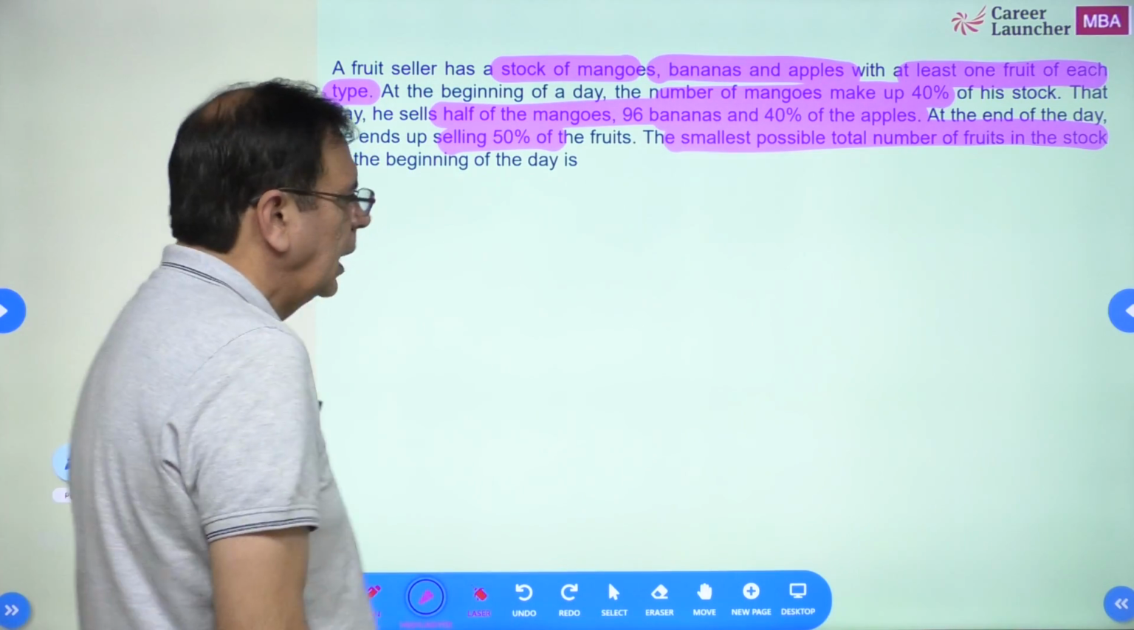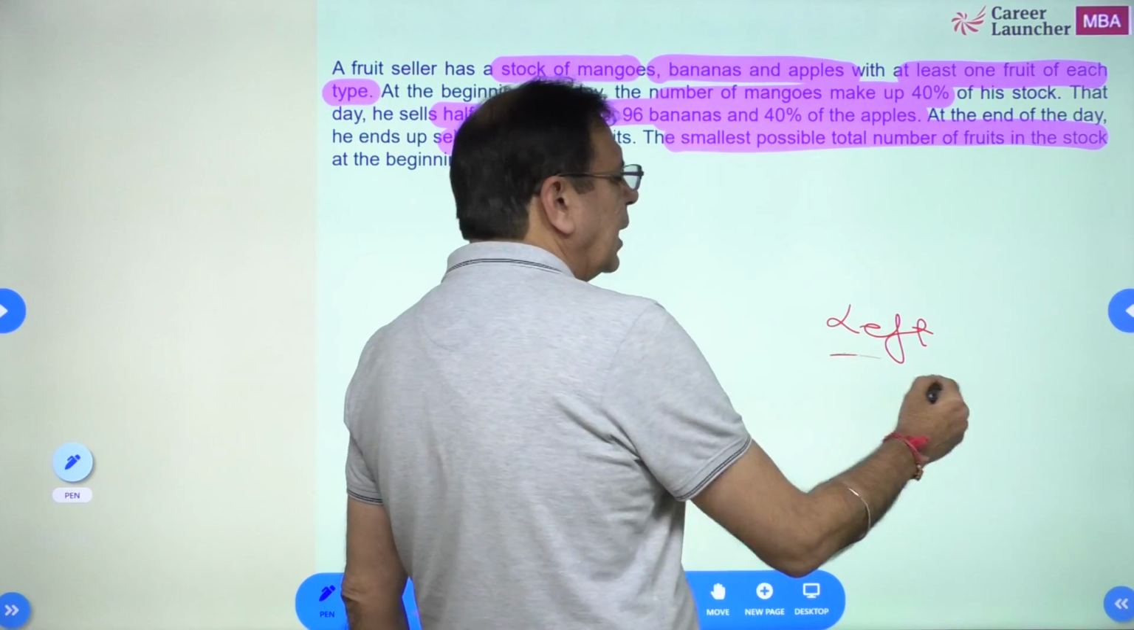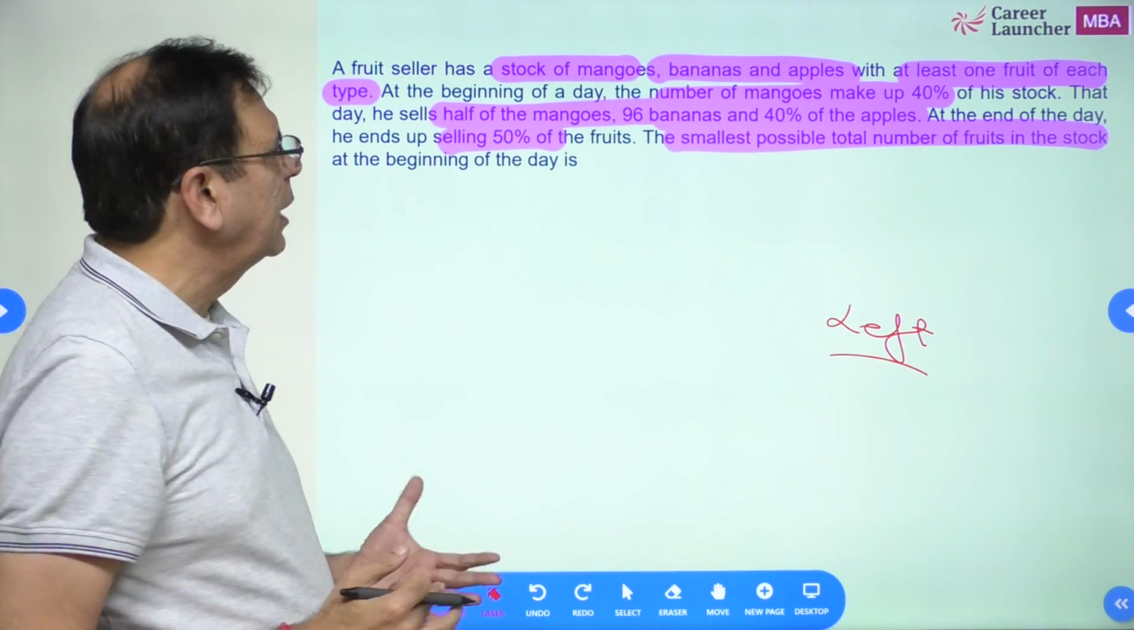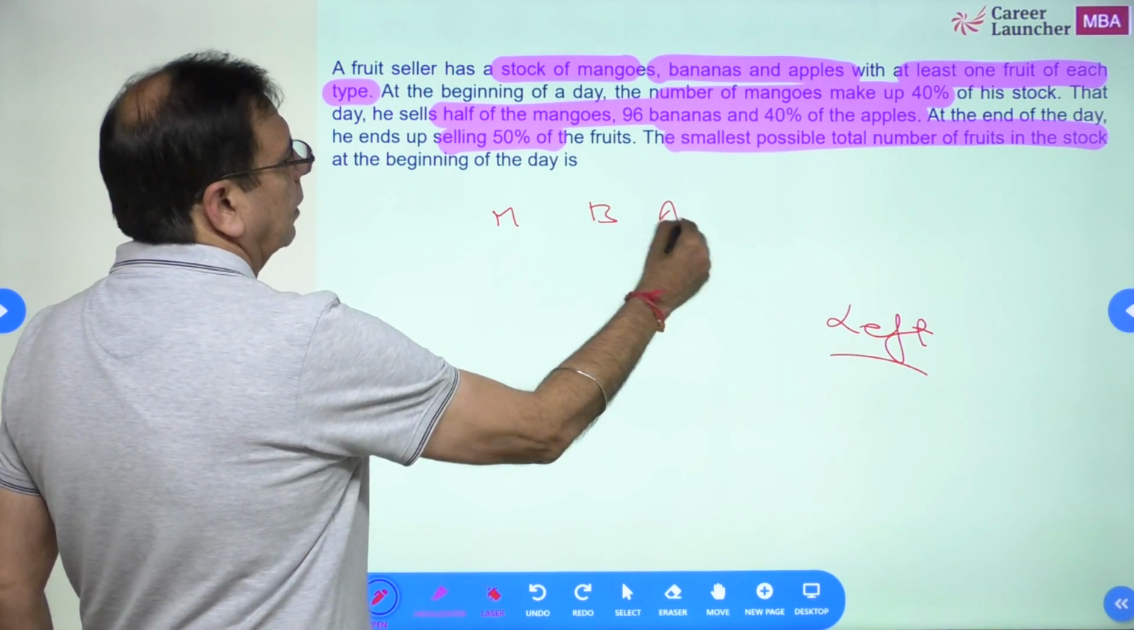Okay, I left this question. Okay. Why did I leave this question? मेरे को numbers नहीं दिखे कहीं पे. Everything was in terms of ratio. Let me explain. You have mangoes, you have bananas, you have apple. Okay.